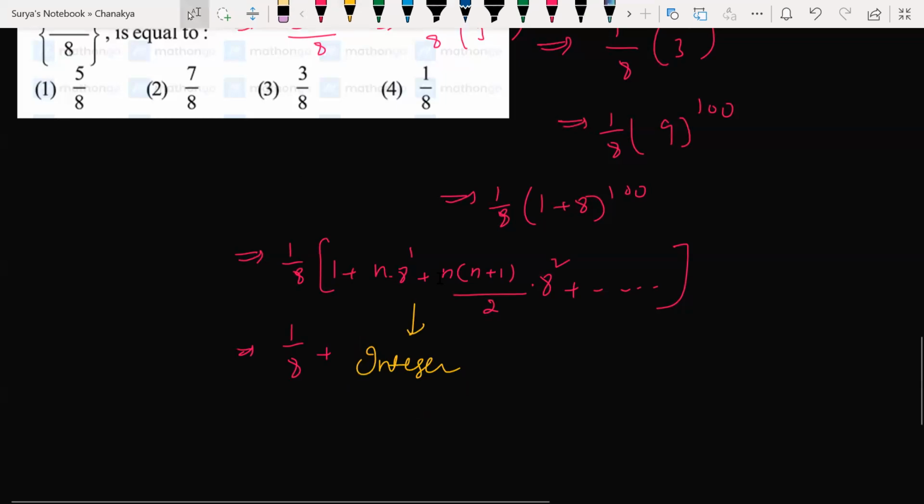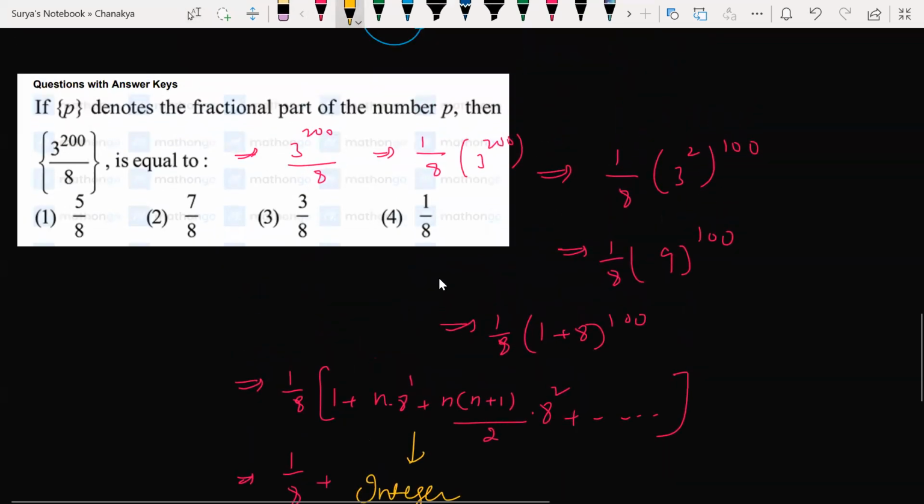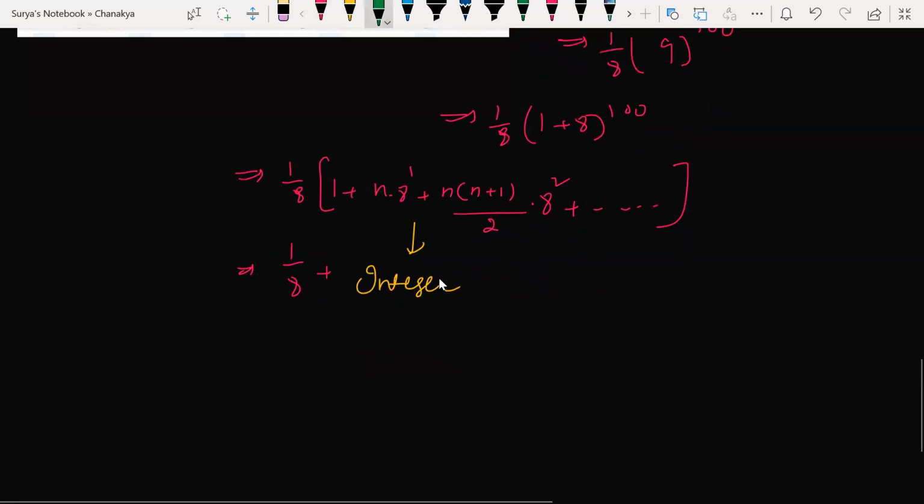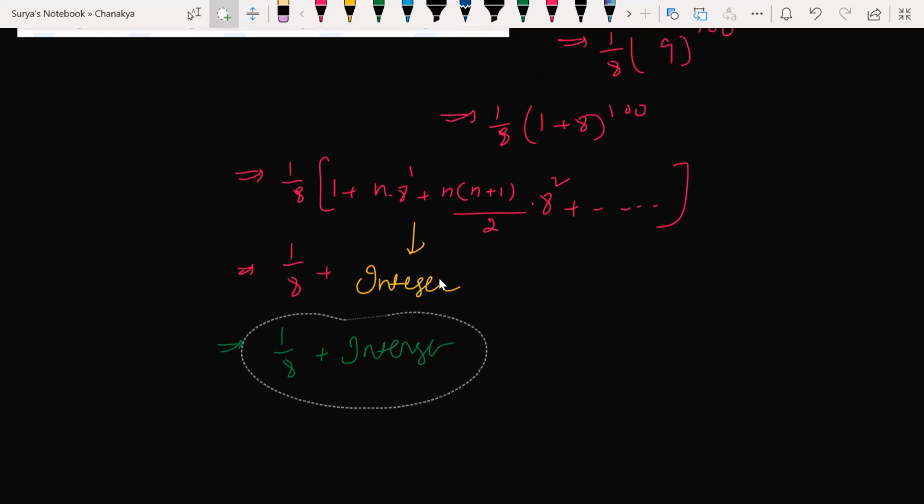So he's asking us what? Here {P} denotes the fractional part of the number P. Then this is equal to dash. Fractional part, very simple. Answer done. Nothing: 1 by 8 plus integer. 1 by 8 plus integer, right? So 1 by 8 is the answer. That's it.